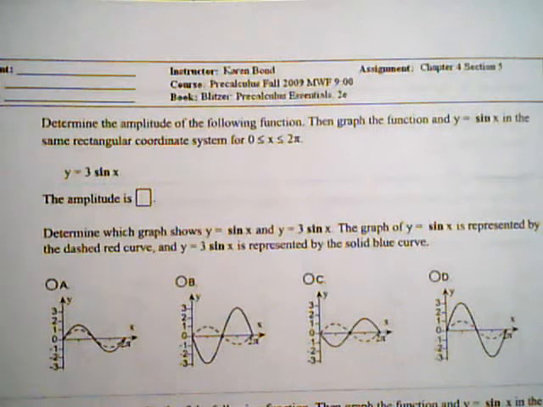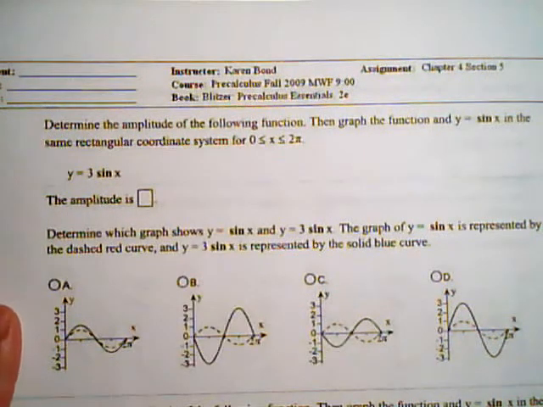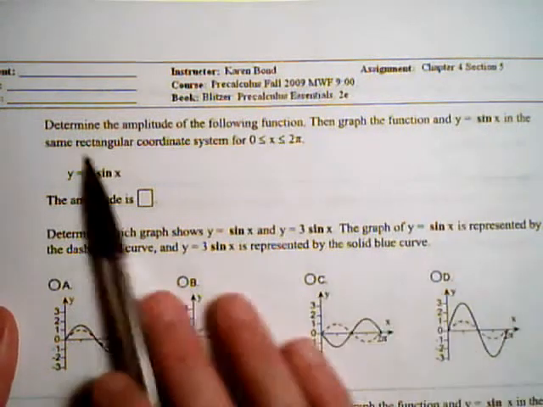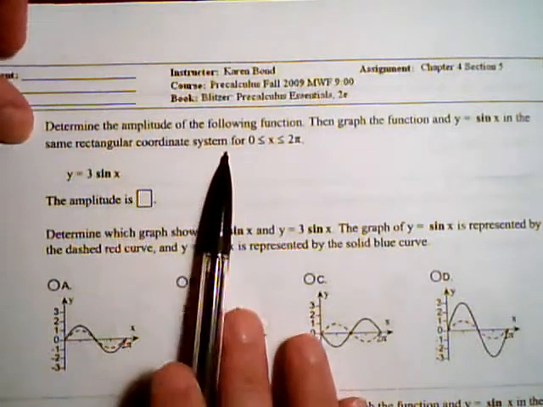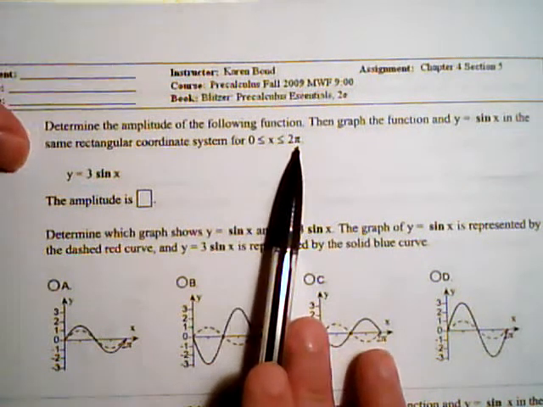The rest of the handout is actually examples that I pulled straight from my math lab because I wanted you to be able to see how you're going to work out these problems on the computer and not so much pencil and paper. Okay, so number 1 says determine the amplitude of the following function. Then graph the function y equals sine of x in the same rectangular coordinate system for all values of x between 0 and 2 pi.